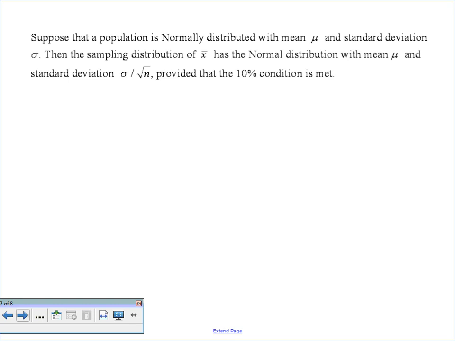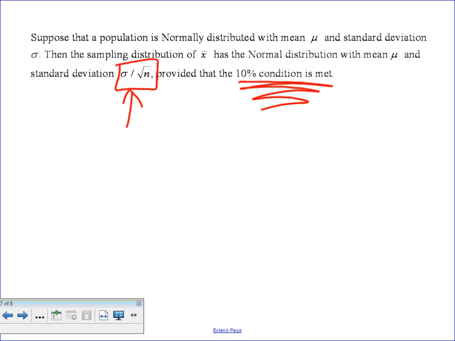It's always important that we double check that 10% condition. If we sampled more than 10%, then we have to make an adjustment to this formula. But in general, the standard deviation of the sampling distribution of x bar is the standard deviation of the population divided by the square root of the sample size.